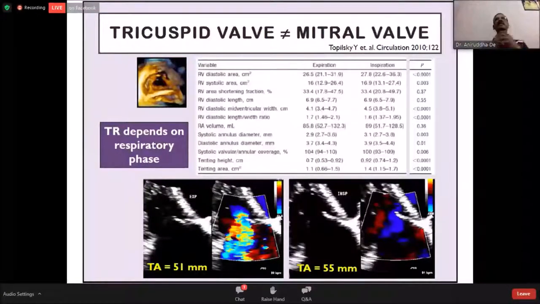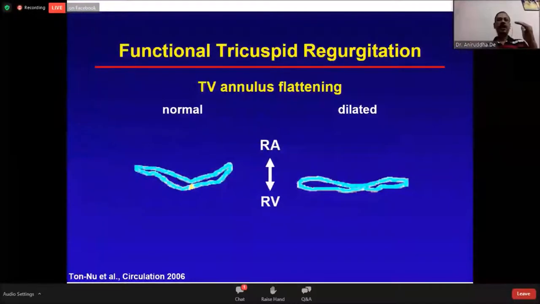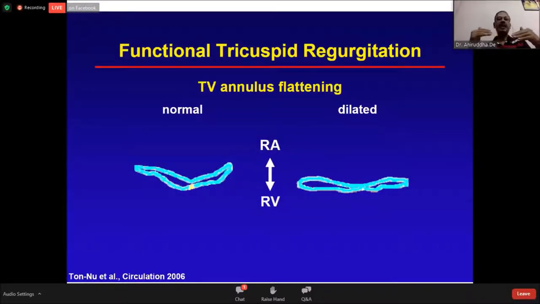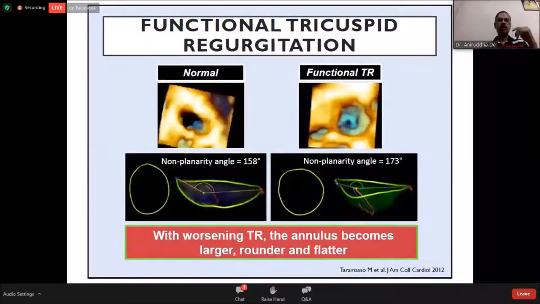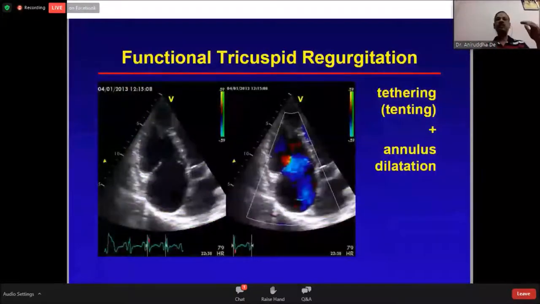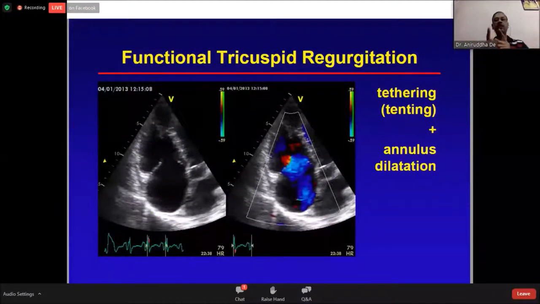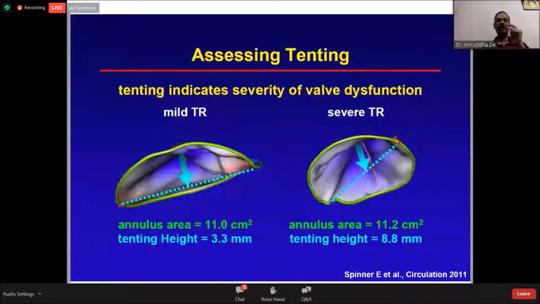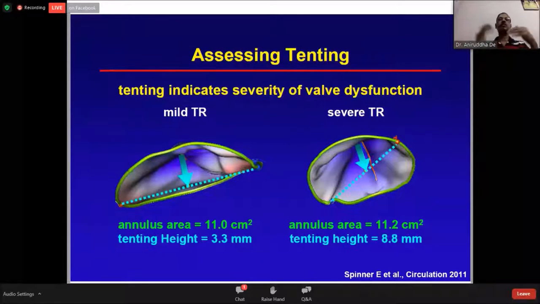Another important thing is that when you measure the tricuspid annulus, you have to take the inspiratory variability. The variability is about 4 millimeter between inspiration and expiration, so you must take the average of that. And when the tricuspid annulus dilates, it flattens, not like in a saddle shape. So when TR is worsening, the annulus becomes larger, rounder, and flatter, giving rise to tenting. So you must measure the annular dilatation and the tethering or the tenting. This tenting can indicate the severity of the valve dysfunction.